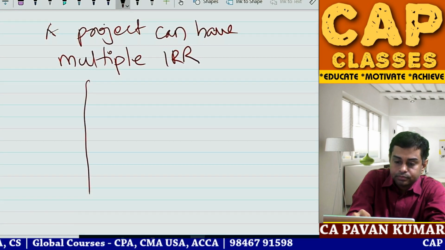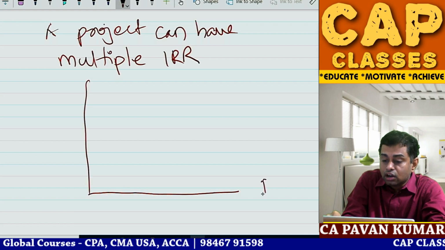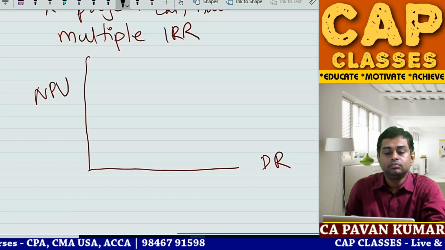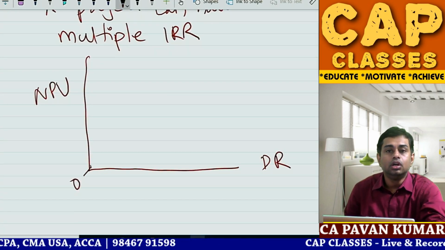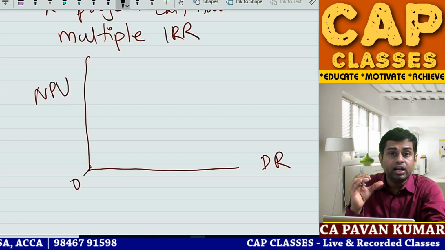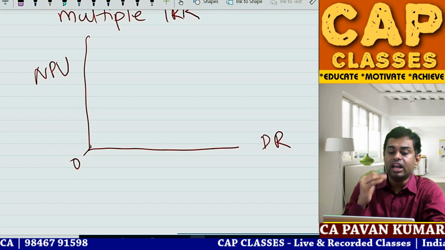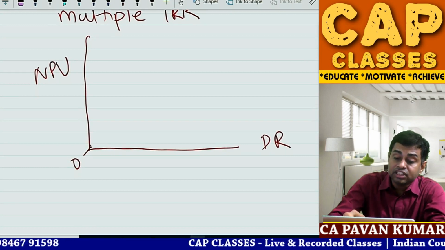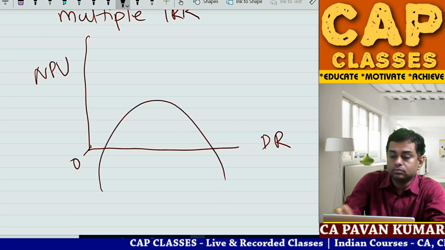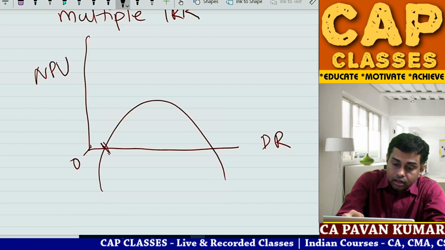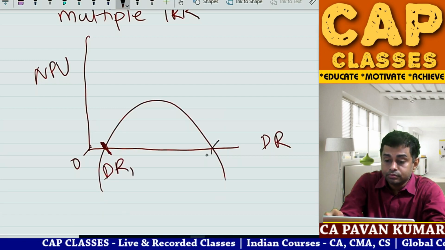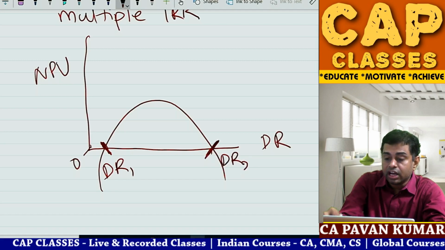Now look here. This is the discount rate. This is NPV. And this is zero, obviously. So you know that IRR is a discount rate where NPV is zero. Now observe this curve. So here is discount rate 1 where NPV is 0. This is discount rate 2 where NPV is 0.